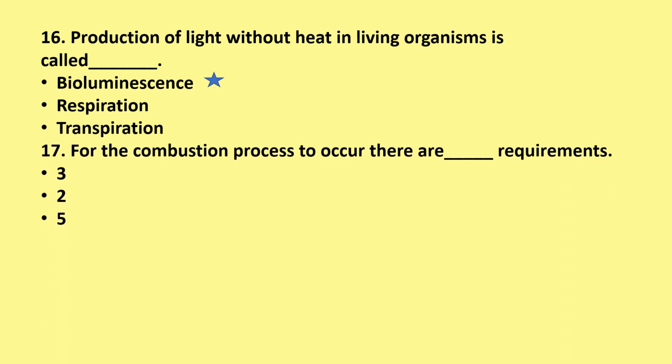Question number 17. For the combustion process to occur, there are dash requirements. So in case we want to start with the burning process, we require 3 things, 2 things or 5. So the correct answer is 3. There are 3 requirements for the combustion process to occur.